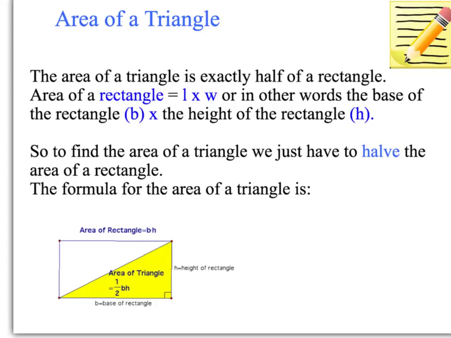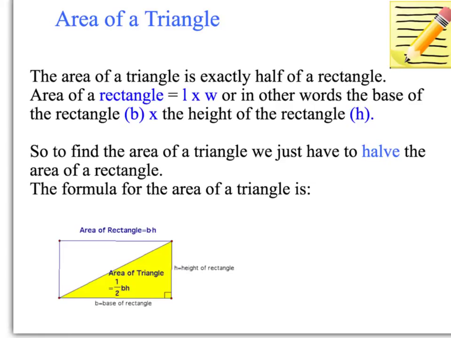Now, when we're looking at the area of a rectangle, the formula for that is length times width. Or, in other words, you can look at it as the base of the rectangle times the height of the rectangle. Now, that gives you a clue as to what the formula for the area of a triangle might be. So, for the area of a rectangle, you multiply the bottom of the rectangle by the height of the rectangle. But because the triangle is half of a rectangle, then we actually have to halve that.